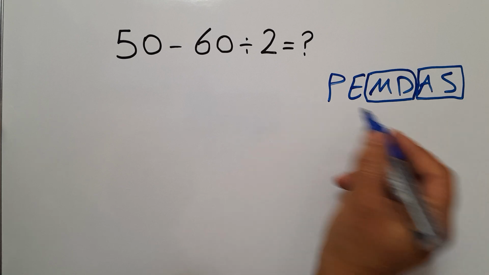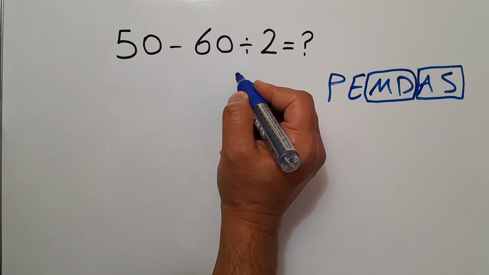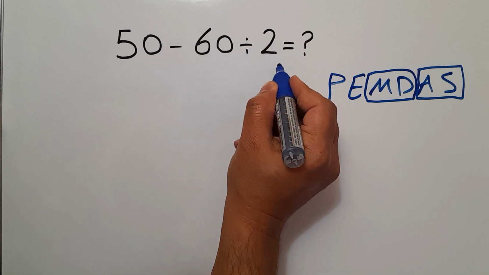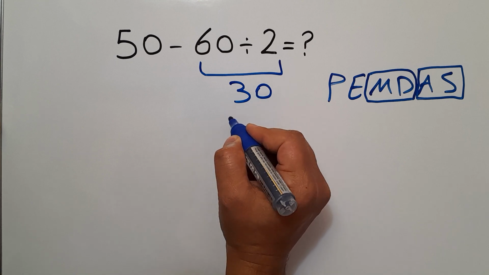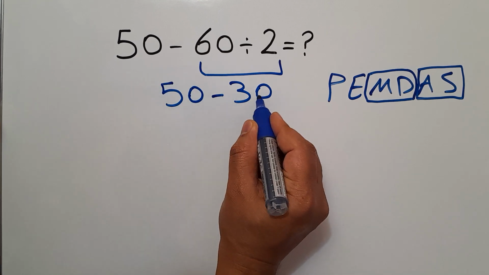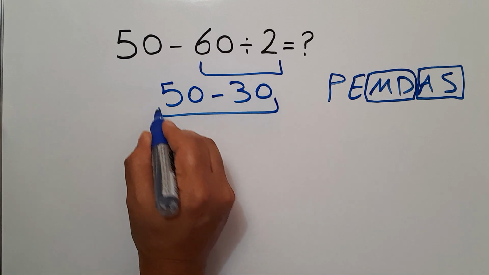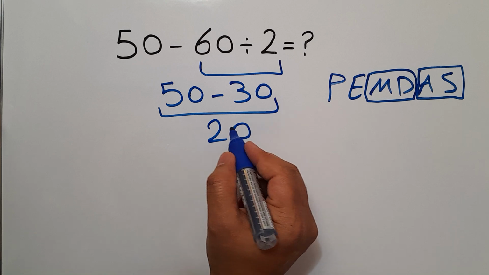Okay, so here we first do division. 60 divided by 2 equals 30. So 50 minus 30 equals 20. So our final answer to this problem is 20.